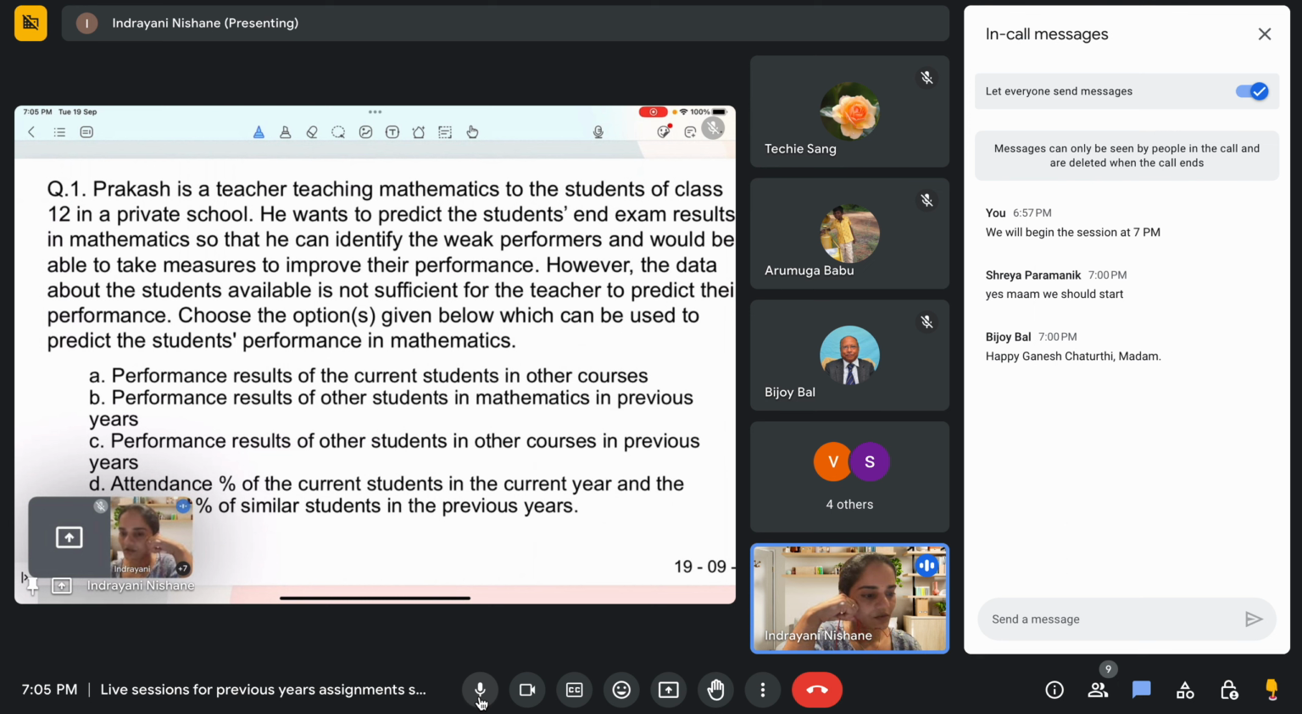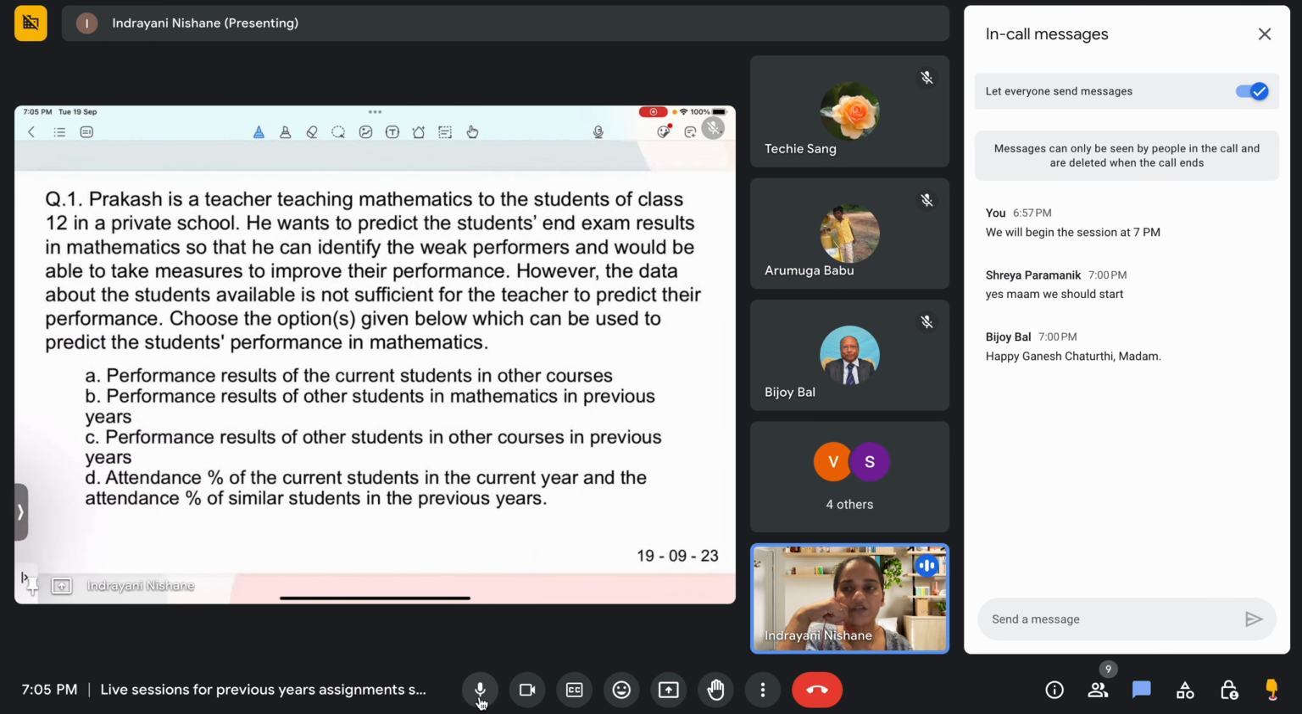For question 1, I will read it out loud, and then you can tell me what you think is the best answer. Prakash is a teacher teaching mathematics to the students of class 12 in a private school. He wants to predict students' end exam results in mathematics so that he can identify the weak performers and take measures to improve their performance. However, the data about students available is not sufficient for the teacher to predict their performance. Based on this information, we have to choose which additional data we can use to predict students' performance.